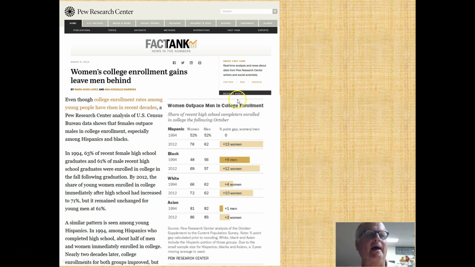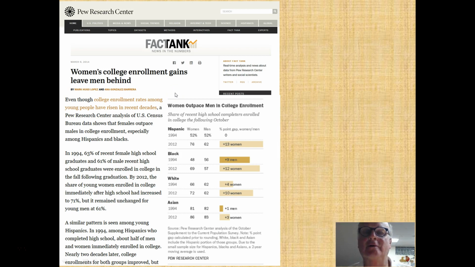This is the 4th source I have. It's from the Pew Research Center. It's another online source, so no page numbers. It was written in 2014. The authors are Lopez and Ana Gonzalez-Barrera. The title is Women's College Enrollment Gains Leave Men Behind.